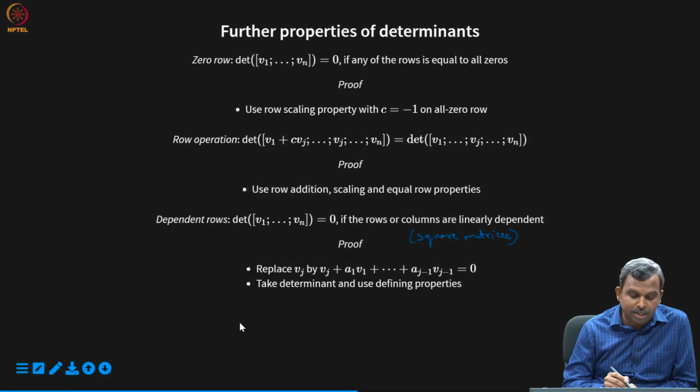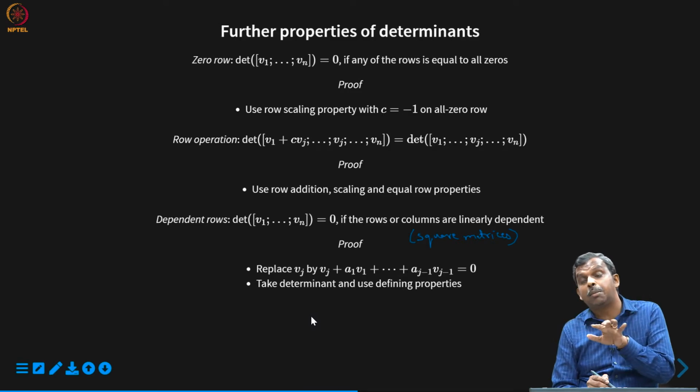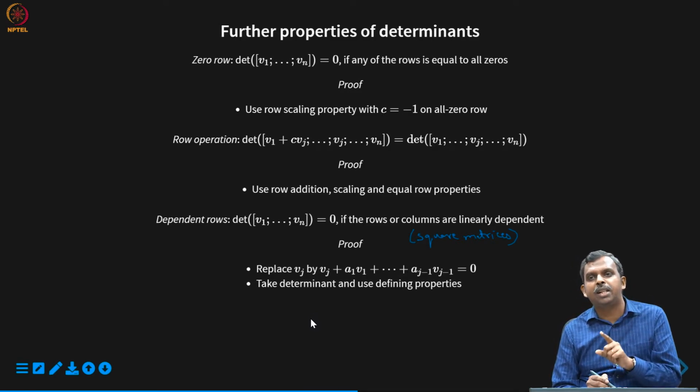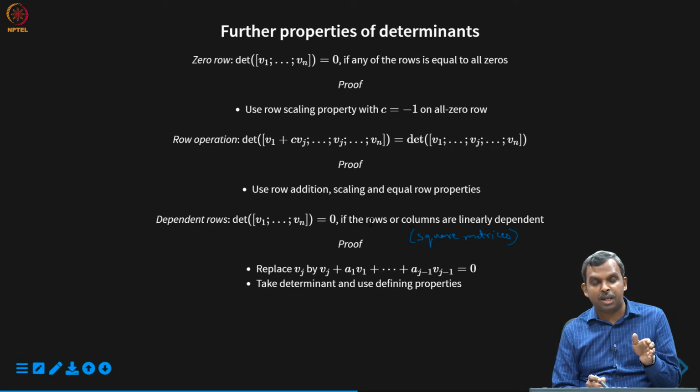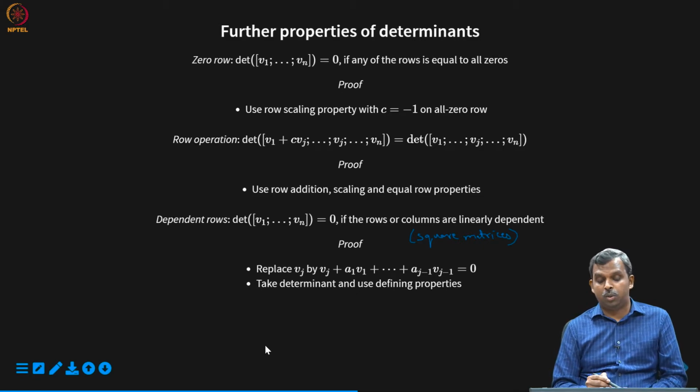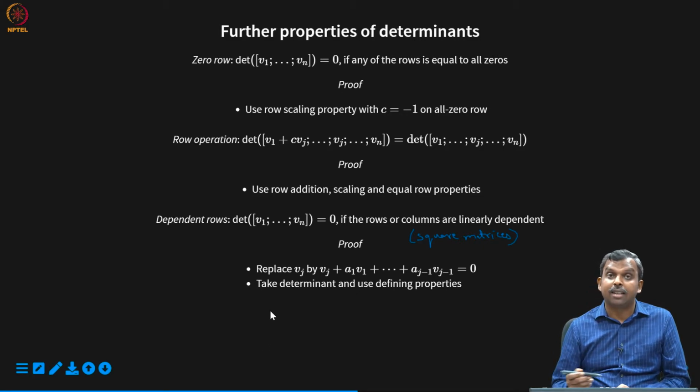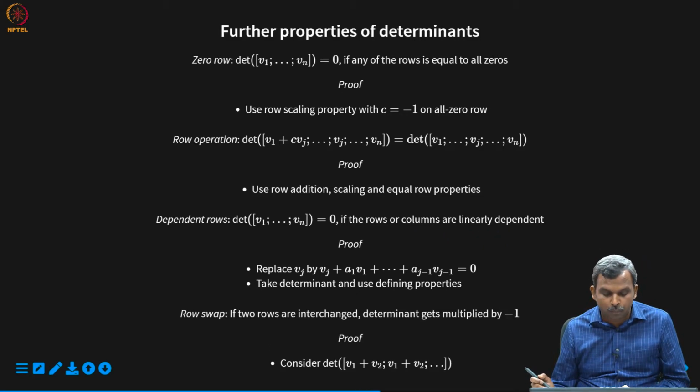So in a square matrix, if the columns are linearly dependent, the rows have to be linearly dependent. Why? Because row rank and column rank are the same. If the columns are linearly dependent, then the column rank is less than n, which means the row rank is also less than n. So if the row rank is less than n, then the rows are also linearly dependent. So whether the columns are linearly dependent or the rows are linearly dependent, the determinant will end up becoming 0. That's a nice property to know.